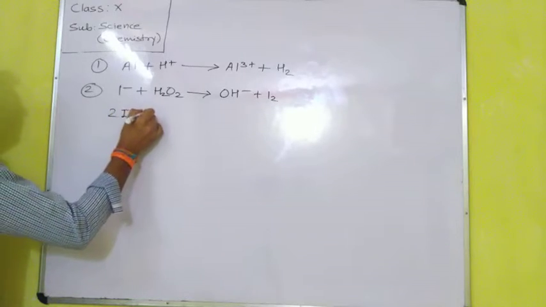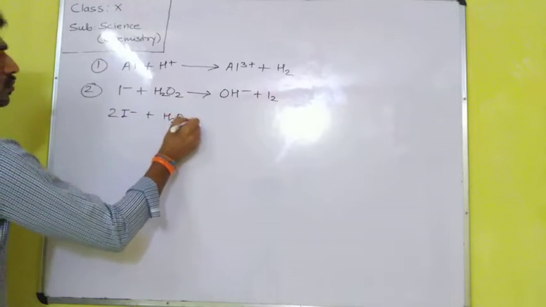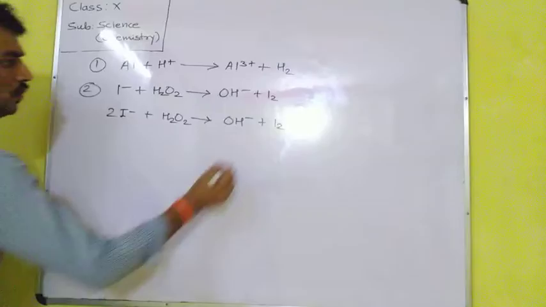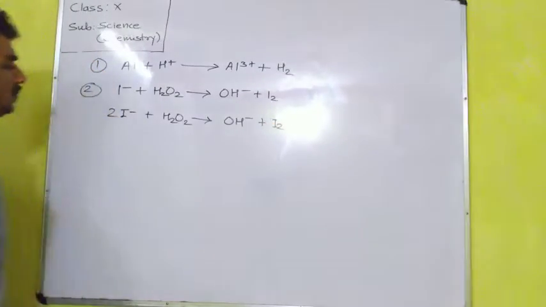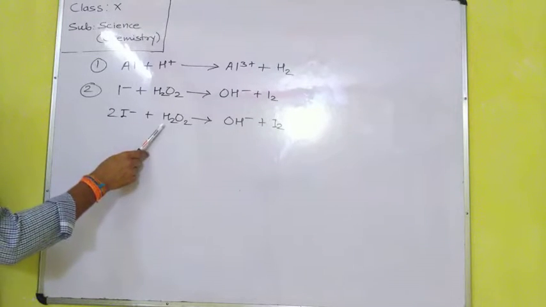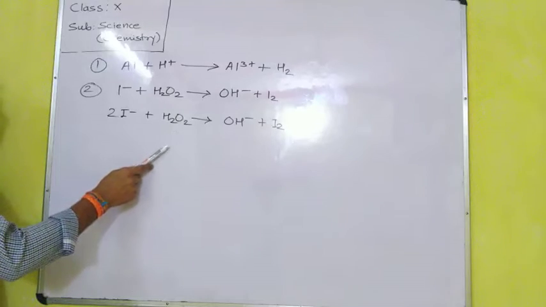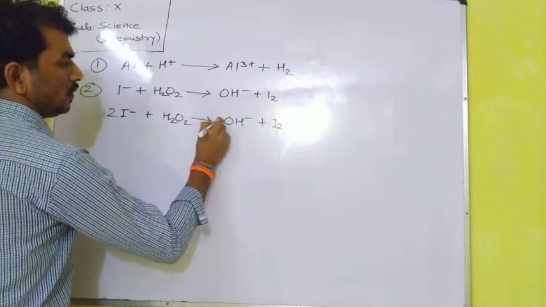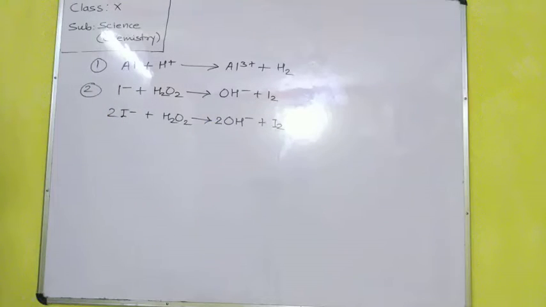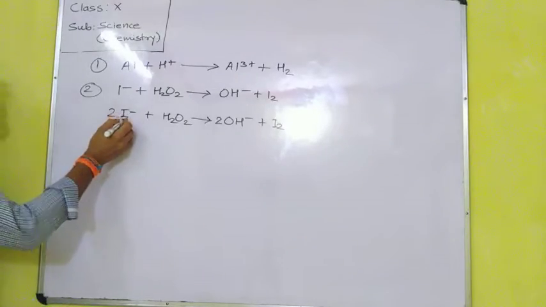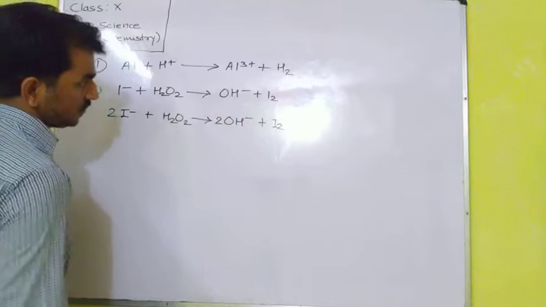So 2I minus plus H2O2 is equal to OH minus plus I2. Now again we have to balance the number of atoms. Here two oxygen atoms and two hydrogen atoms are present, and in the product side one hydrogen atom and one oxygen atom is present. So we have to multiply it by 2 OH minus. Now we have to check the charge: two negative charges are present in the reactant side, two negative charges are present in the product side.